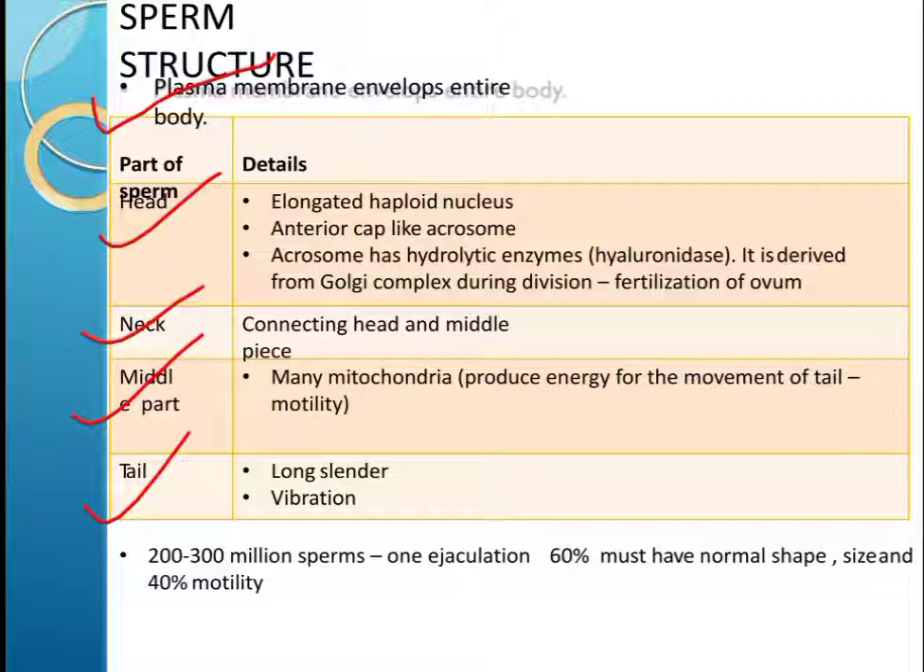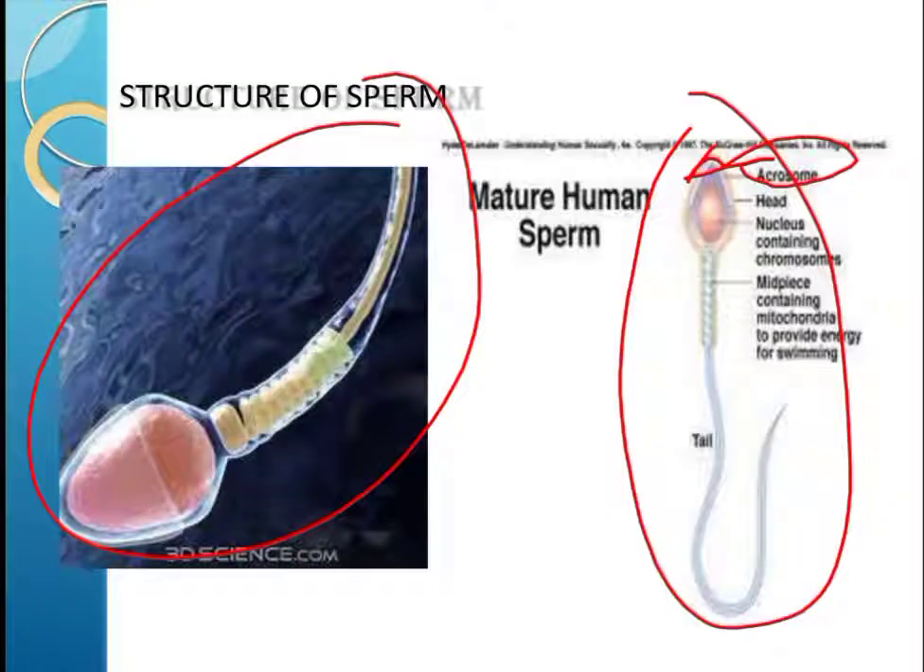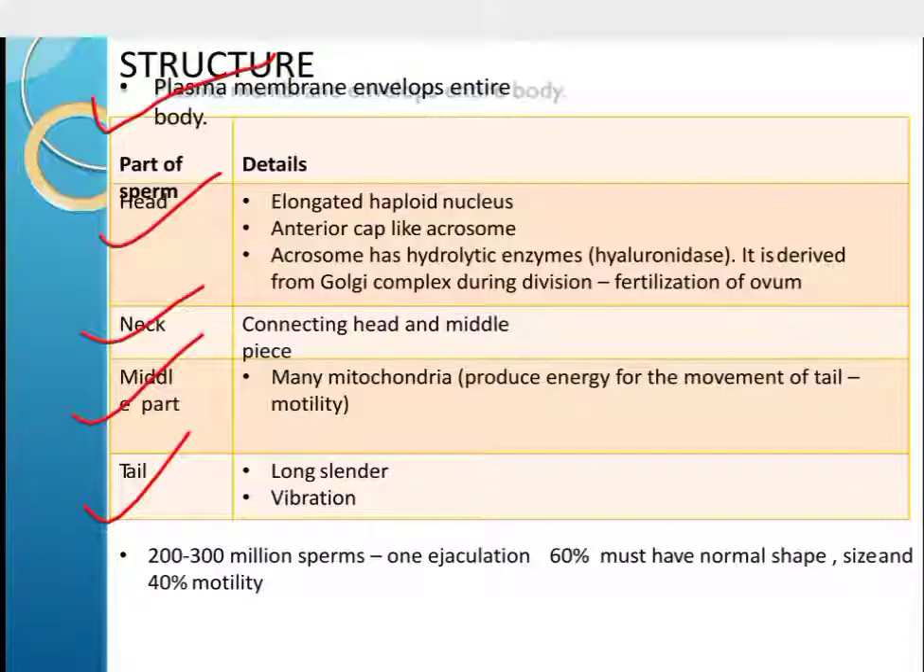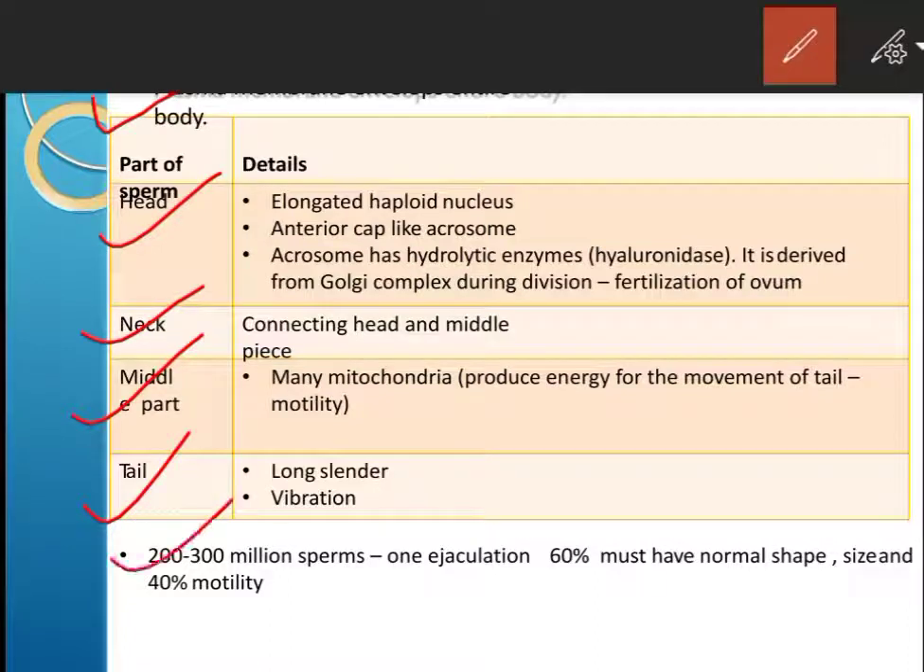The human male ejaculates about 200 to 300 million sperms during a coitus. For normal fertility, about 60% of them must have normal shape, size, and at least 40% of them must show vigorous motility.